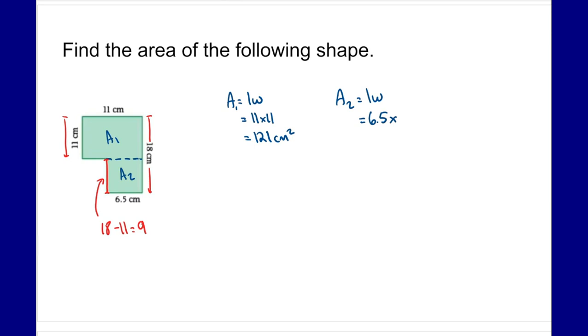So in our formula, 6.5 times 9, we get 58.5 centimeters squared. And then our total area, or the area of this composite shape, is going to be the first area plus the second area, or 121 plus 58.5. And we get 179.5 centimeters squared. So that is our total area for this composite shape.